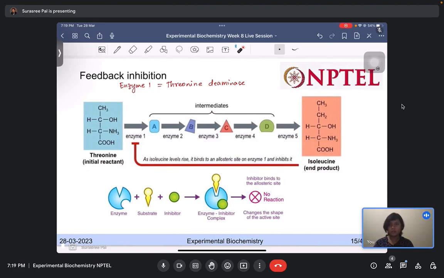Why does this kind of inhibition exist? To control the level of isoleucine production. So if the isoleucine production has occurred much more than required, then what will happen? This isoleucine will go and bind to the allosteric site of the threonine deaminase enzyme, and it will further inhibit the process, right? So that is how the feedback inhibition takes place. Any doubts so far?